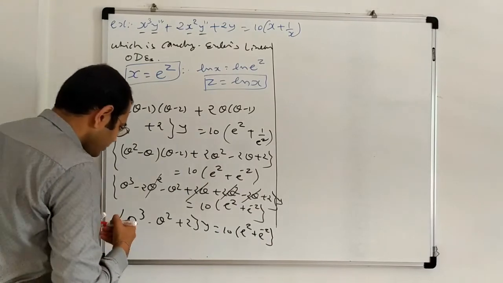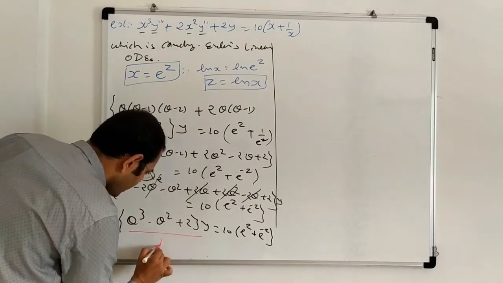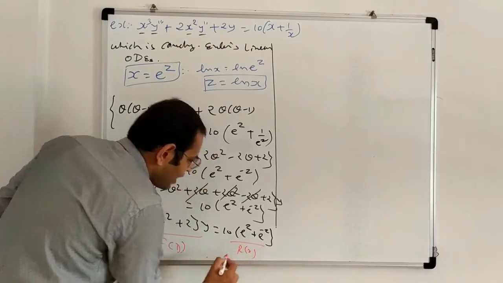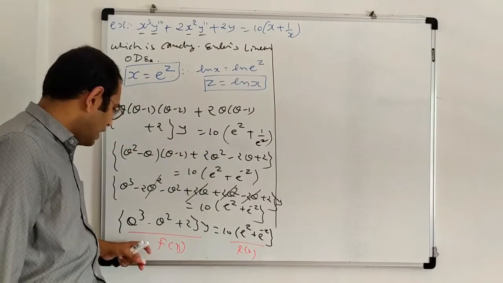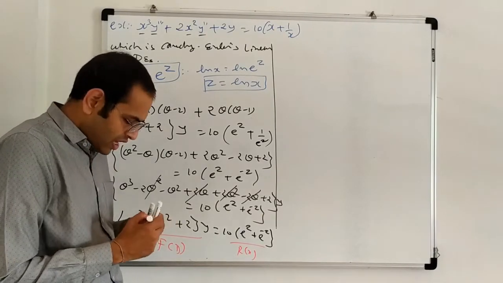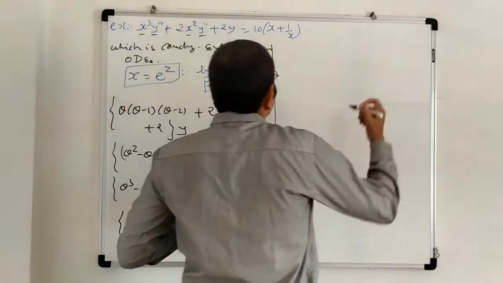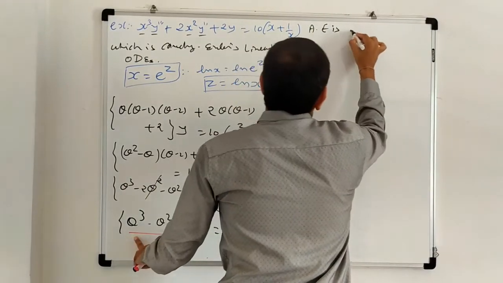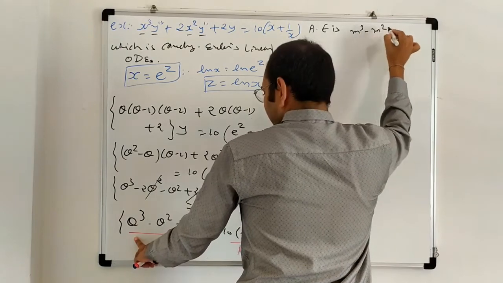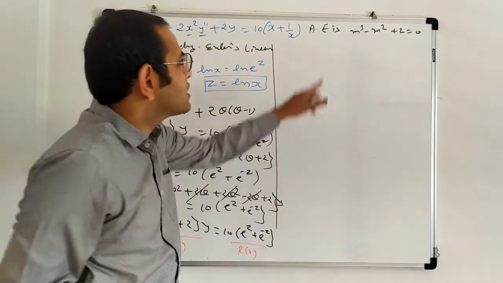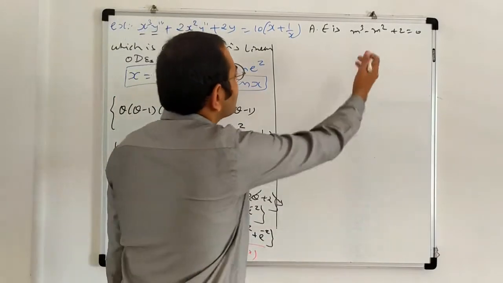Then this term is indicated by f of D and this term is indicated by r of x. Now we find yc and yp according to this. First of all we find the complementary function. Then our auxiliary equation is m cube minus m square plus 2 equal to 0. Then factorize this term.